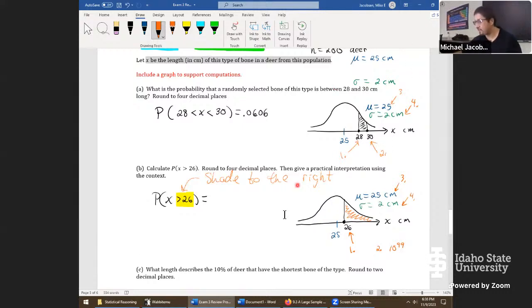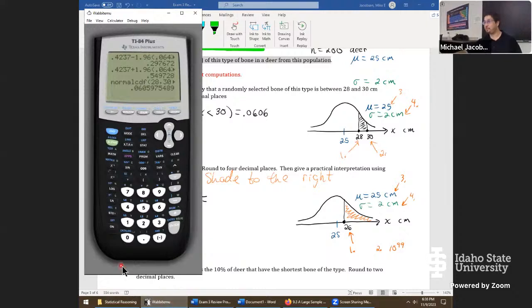Okay, let's throw it back into the calculator. TI-84 is definitely working hard today. So second vars, back to normal CDF, and we're not changing a lot. Lower is changing to 26. For upper, put 10 power 99, and then just lots of enters. Oh, that was too many. That comes out as a 0.3085.